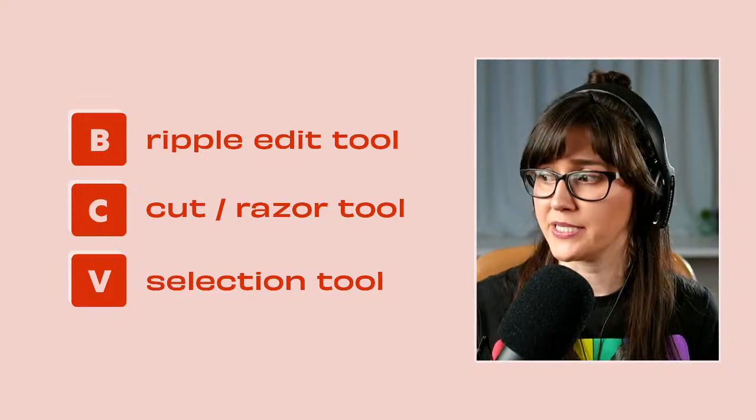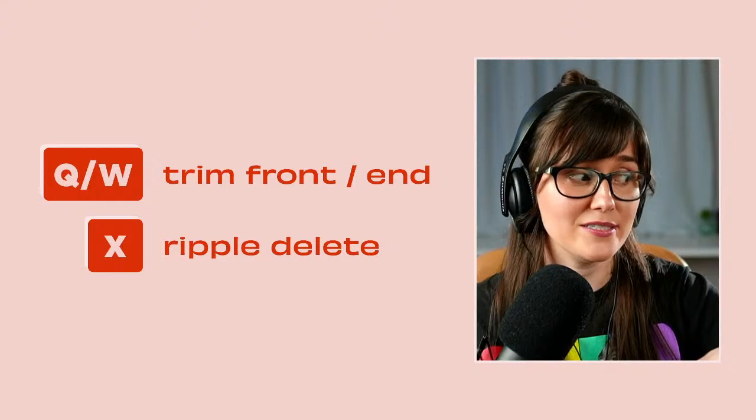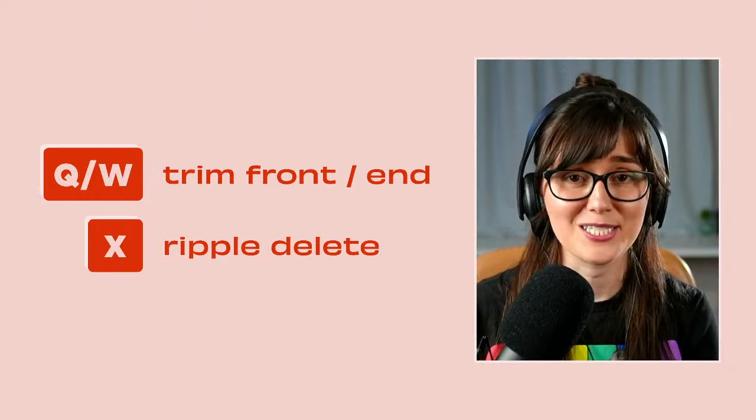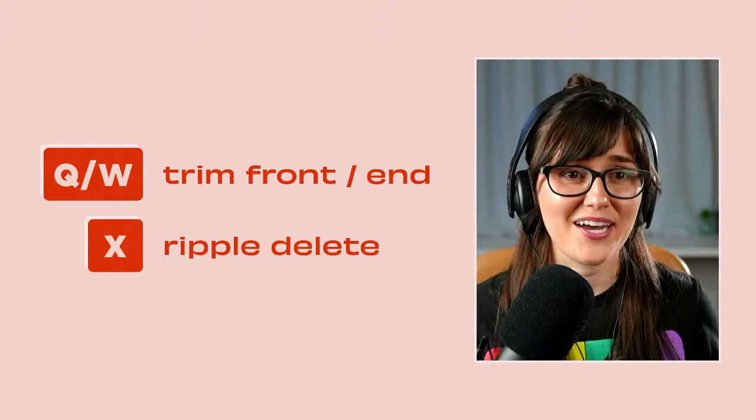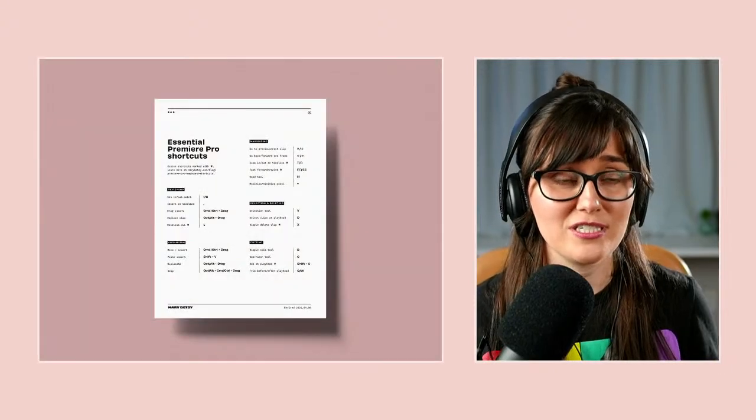Let me get to my right menu here. Q is going to trim off the front of the clip, and then W is going to trim off the end, and then X to ripple delete. Okay, if your head is about to explode, don't forget the shortcuts cheat sheet. Everything I just said is on there.